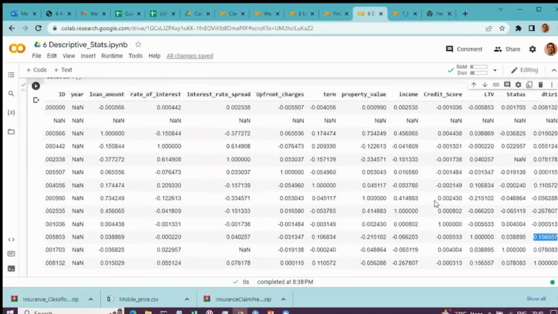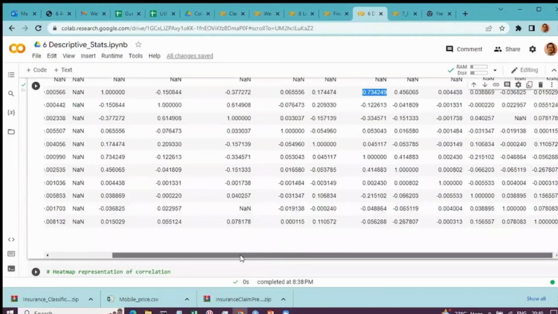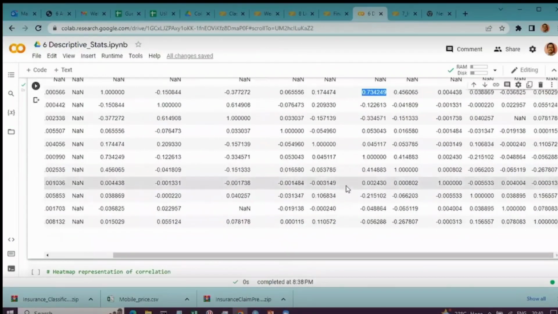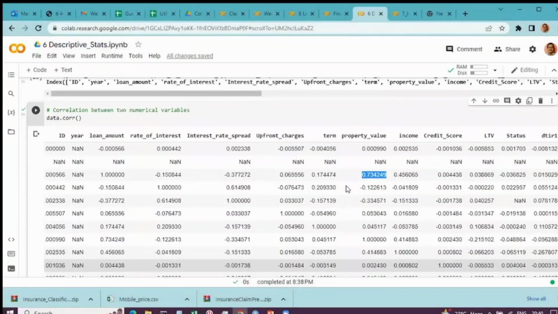And oh, this is something. So there is a good correlation between property value and the loan amount, right? Obviously, if the value of the property is higher, the loan amount could be higher and vice versa.